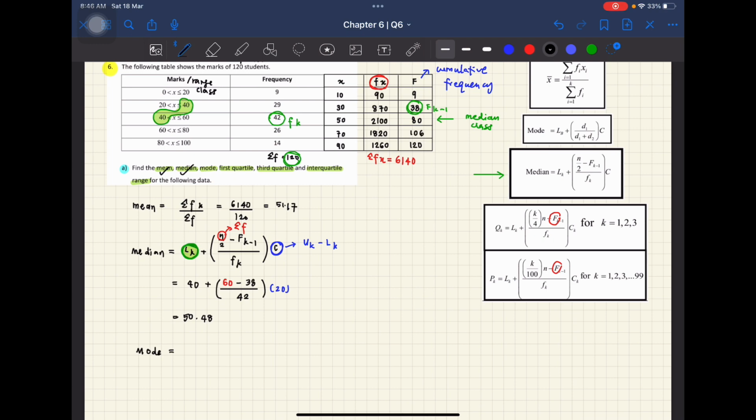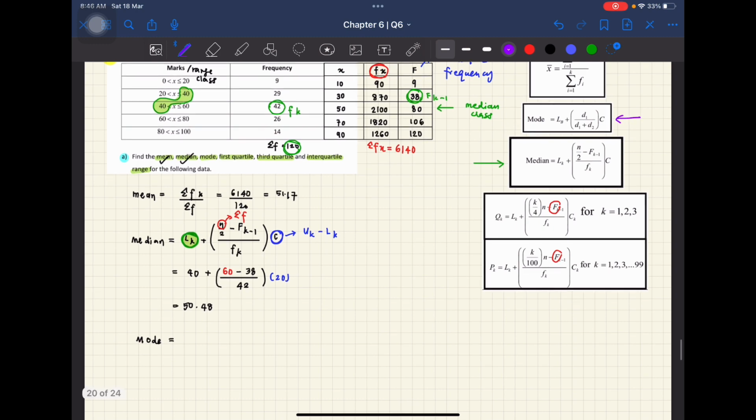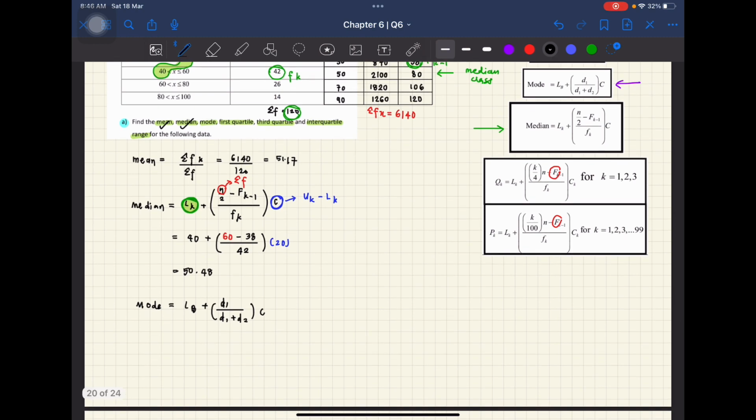So mode punya formula, let me use purple punya pen. So this is your formula. Okay, so kita akan gunakan LB, and then plus with D1 over D1 plus D2 times with C. Settle this one. Okay, so ini adalah formula untuk mode.